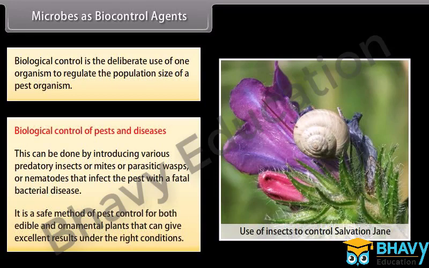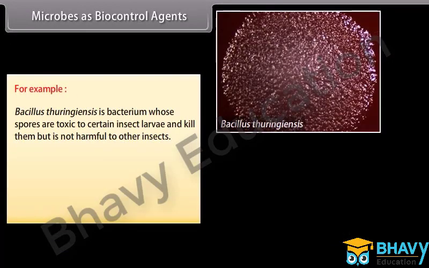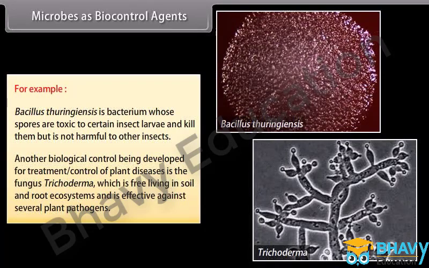It is a safe method of pest control for both edible and ornamental plants that can give excellent results under the right conditions. For example, Bacillus thuringiensis is a bacterium whose spores are toxic to certain insect larvae and kill them but is not harmful to other insects. Another biological control being developed for treatment or control of plant disease is the fungus Trichoderma, which is free-living in soil and root ecosystems and is effective against several plant pathogens.